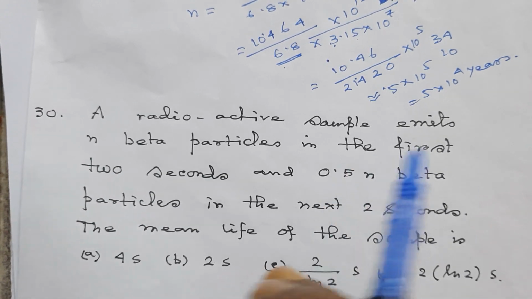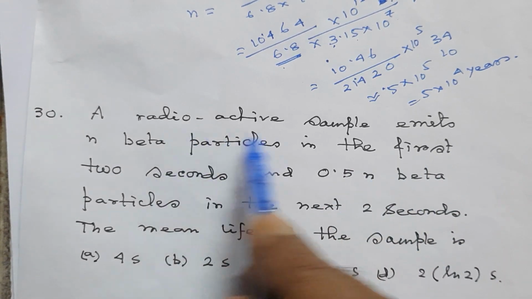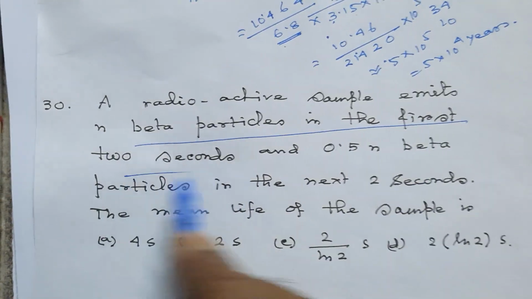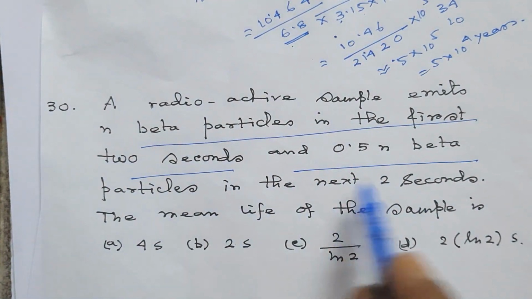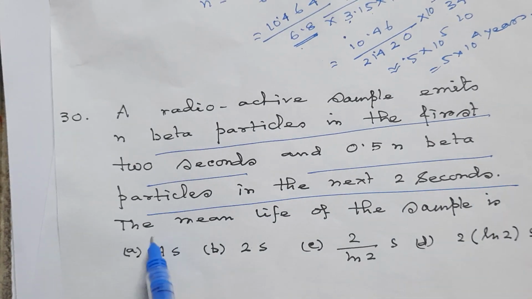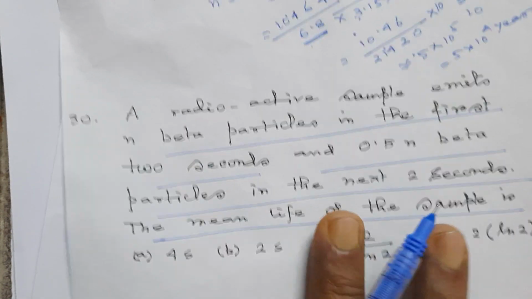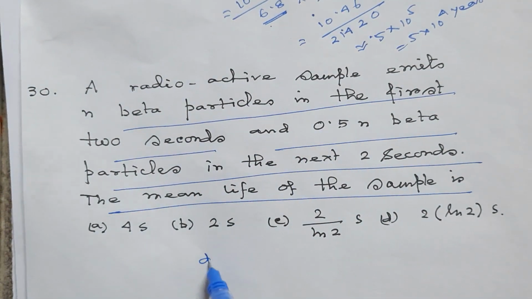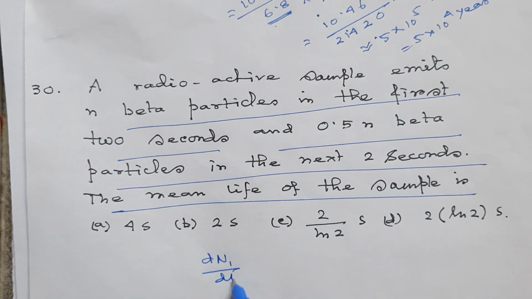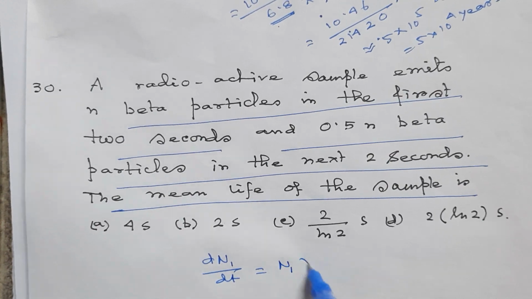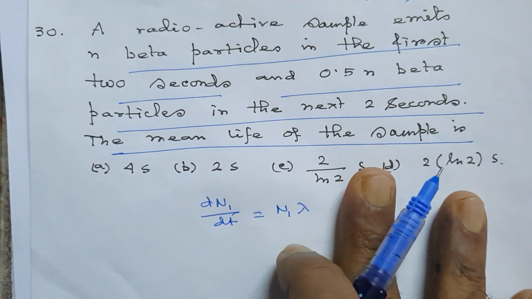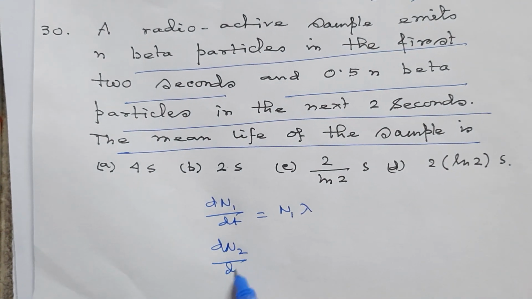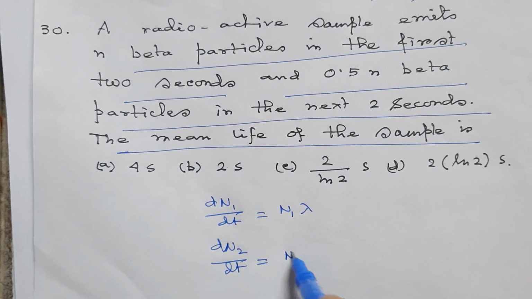Let us take the last question. A radioactive sample emits n beta particles in the first 2 seconds and 0.5 n beta particles in the next 2 seconds. The mean life of the sample is? Let us take the number of decays dN1/dt equals N1 into lambda. Similarly, dN2/dt in the second case, the rate of decay, equals N2 into lambda.